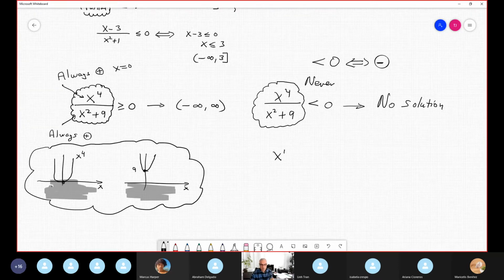Okay, suppose to complicate your life more, I copy exactly the same again, but I change something. I put less than or equal to 0. Do we stay in the same situation or do we have a solution?